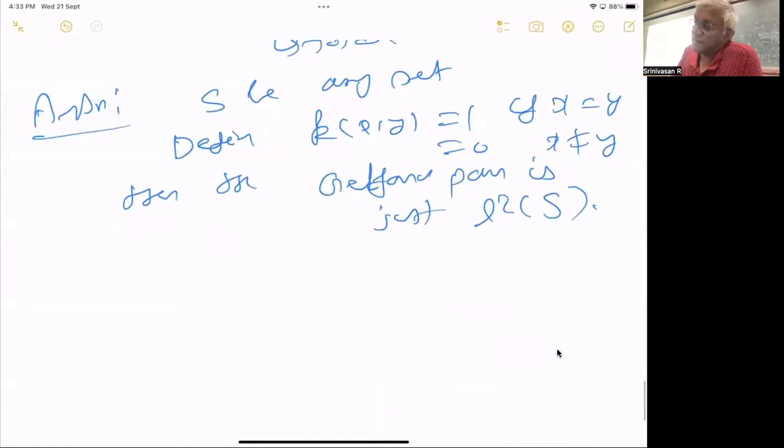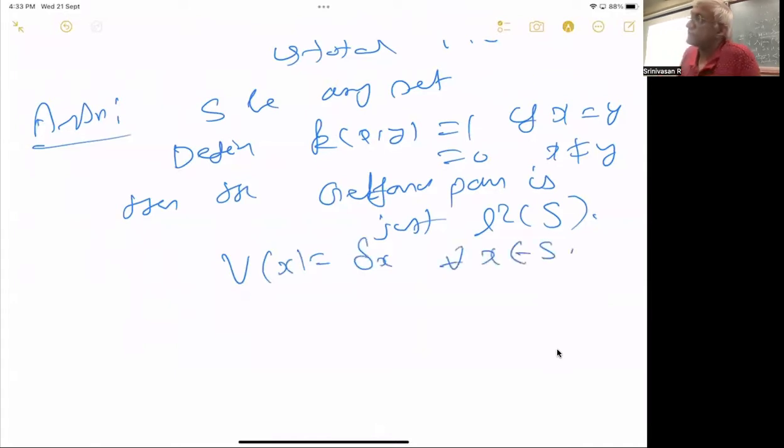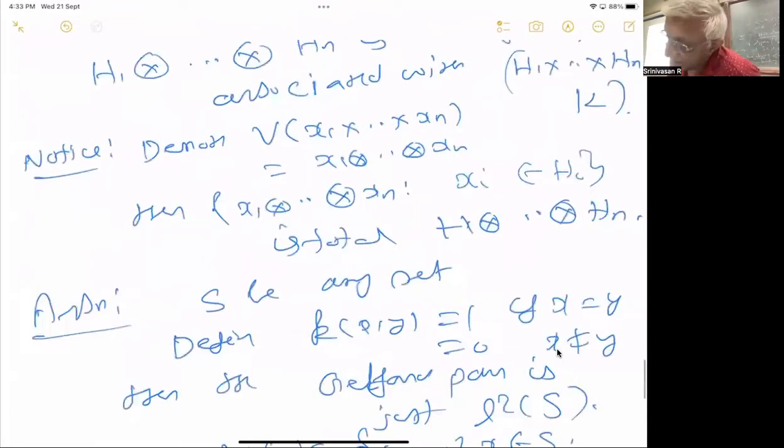So then it is clear that if S is finite, then under this kernel, K is called the kernel, it is just Cn. If it is a finite set, and you have the kernel as this delta function, you know that V of any x is equal to delta x, the delta x function. What is delta x? L2 of S means L2 is a function, no? So it is 1 in the x place and 0 everywhere else. This is an assignment, a very easy assignment. Just verify that. Okay, now we are discussing the tensor product.